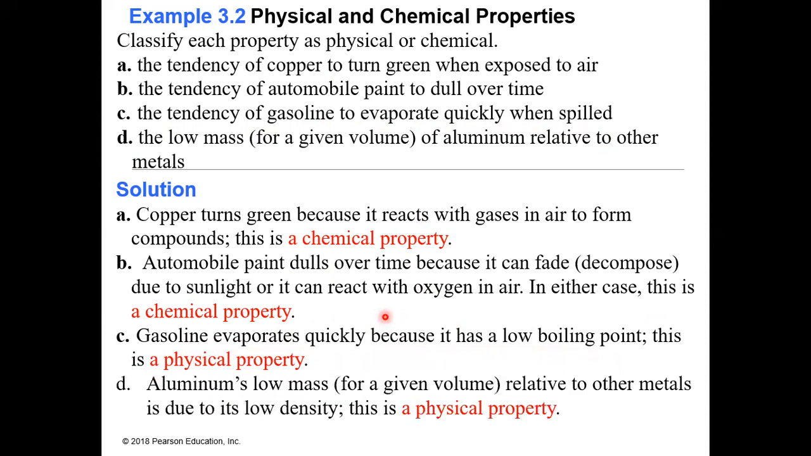Then D, the low mass for a given volume of aluminum relative to other metals, which is about density. So that is also a physical property. Aluminum's low mass for a given volume relative to other metals is due to its low density. And density is a physical property, because when you observe or measure the density, you are not changing the identity of the matter.